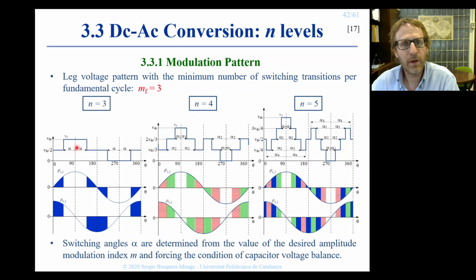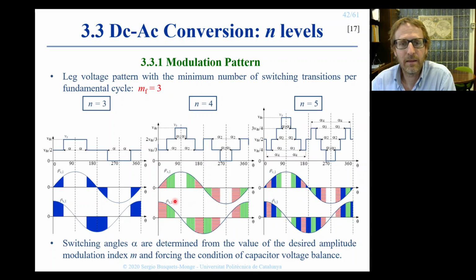While in the 3-level case we had a fairly simple voltage pattern, now in the 4-level and 5-level cases we see that the voltage pattern is slightly more complex. It is in fact including a zigzag between the positive half cycle and the negative half cycle that we didn't see in the 3-level case. This zigzag in the leg voltage is necessary in order to reach capacitor voltage balance.